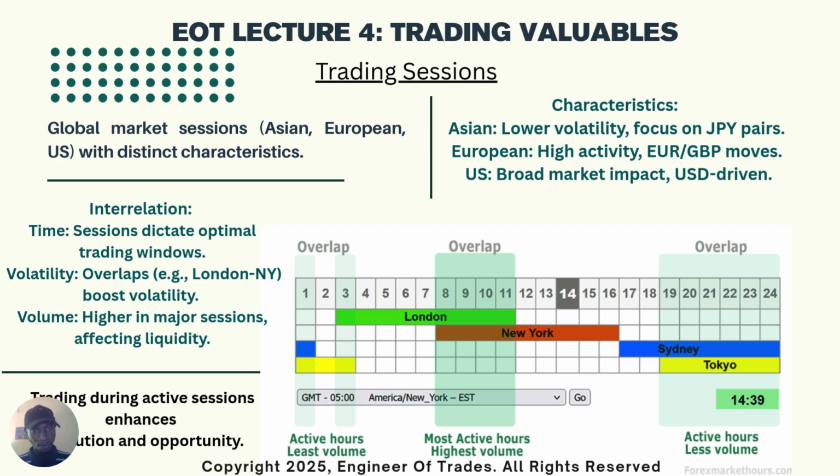It's that simple, okay? And so the characteristics of these sessions: the Asian session has lower volatility, and during that session, it will do you good to focus only on yen pairs, any pair that ends with a yen, EUR/JPY, GBP/JPY, USD/JPY. Very well. So then we move on to the European session.